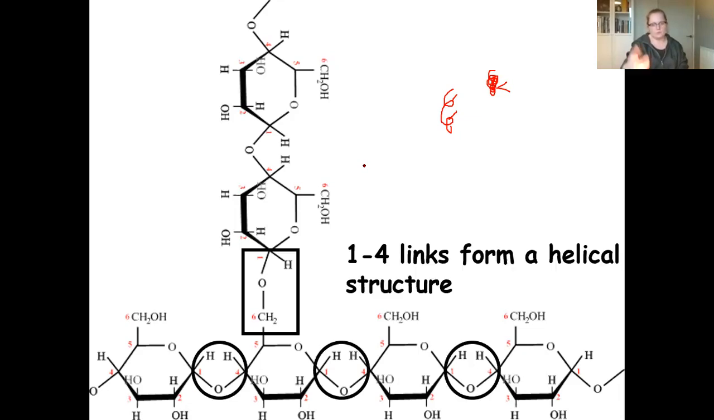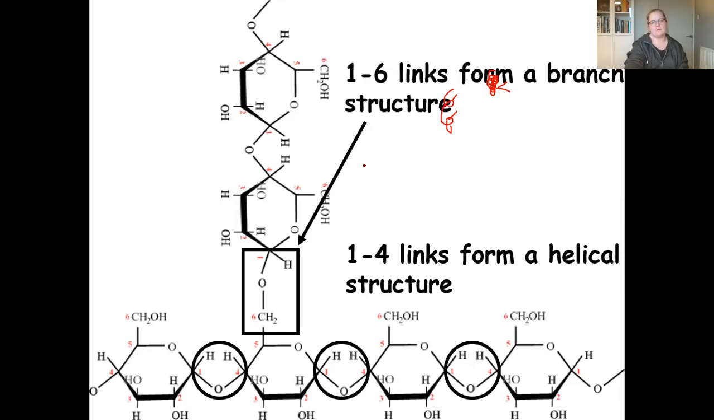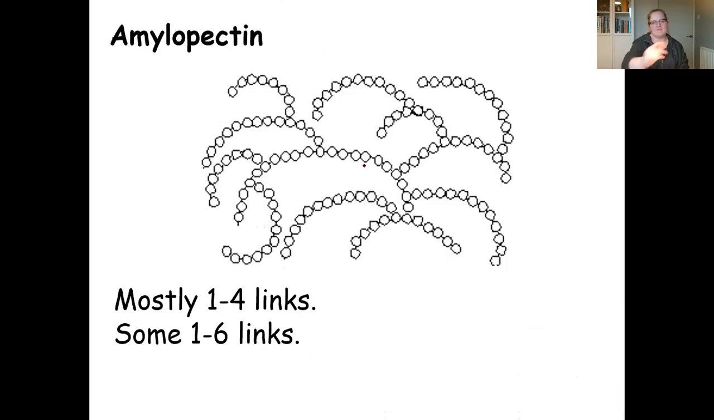So those 1,4 links form a helical structure, and a helical structure is very similar to coiled, but it has just these little breaks in it that we talked about to let the enzymes in. So again, this is that amylopectin. They're mostly 1,4 links. We have a couple of 1,6 links, and we have those nice little gaps so that we can get these enzymes to come in and start to break it down.